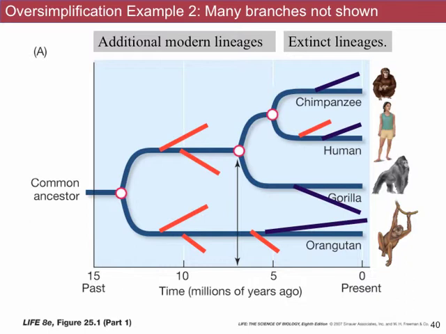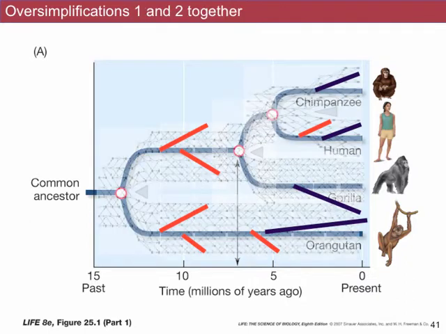If we have fossil data, we can represent some of these extinct lineages, and you will see this later in the course when we talk about fossil information. So you can draw extinct lineages on a phylogenetic tree, but they're frequently not included. And of course, you combine the two. So there were populations for each of these lineages, many branches not shown, extinct lineages. The tree that we actually represent is a real oversimplification.